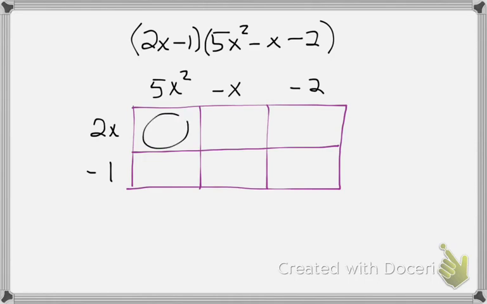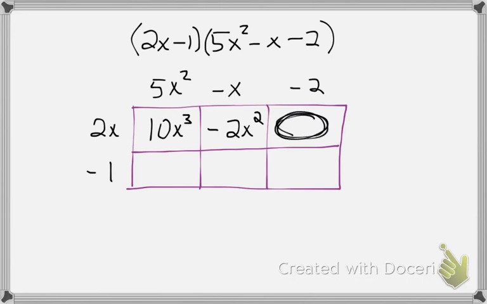Starting off with 5x squared and 2x, which is 10x cubed. For the next box, length times width, 2x times negative x, negative 2x squared. The last box in that row, length times width, 2x times negative 2, negative 4x.